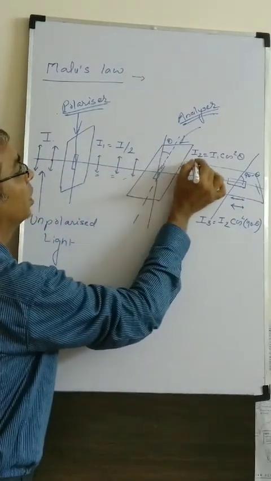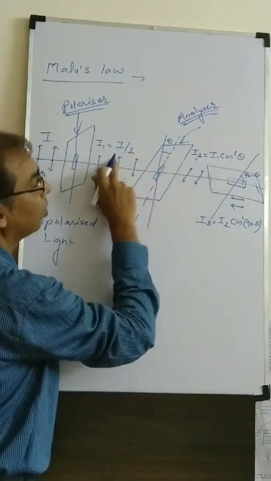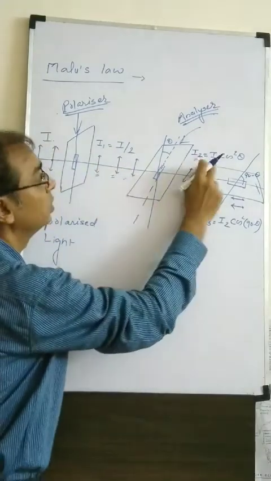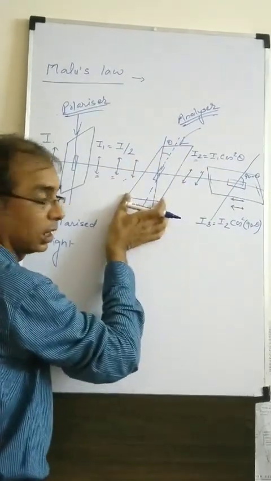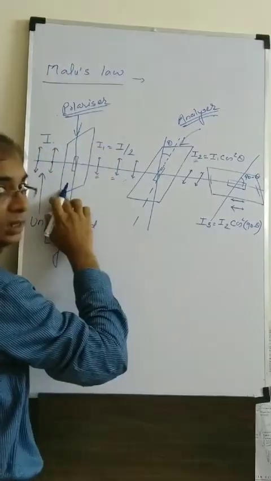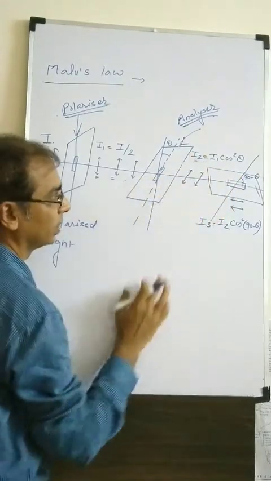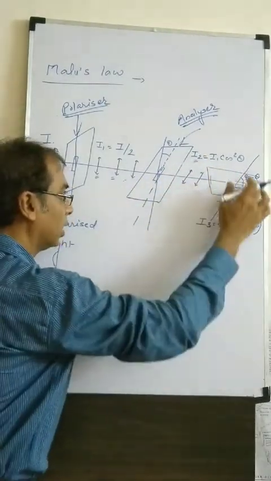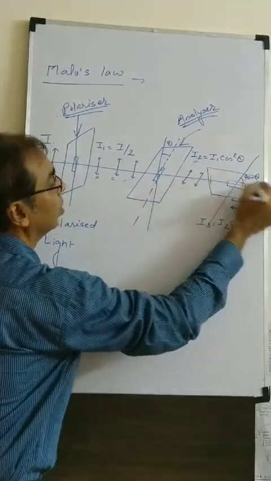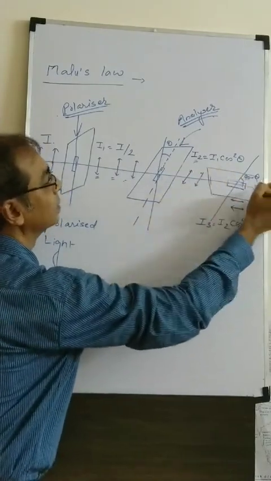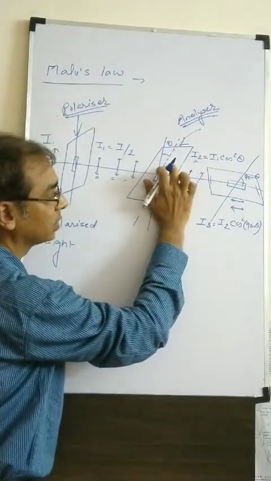So then what is the intensity coming out? According to Malus's law, it is equal to the intensity of the incoming wave into cos square theta. This theta is the angle made by the axis of the analyzer with the axis of the previous analyzer or polarizer. So here it becomes I2 equal to I1 cos square theta. Now if another analyzer is kept horizontal, the angle of the axis of this analyzer is 90 minus theta with the previous one.